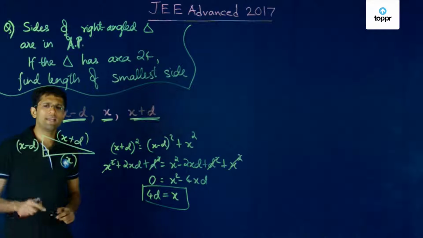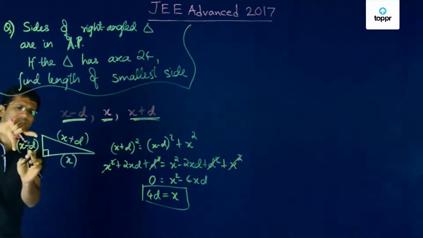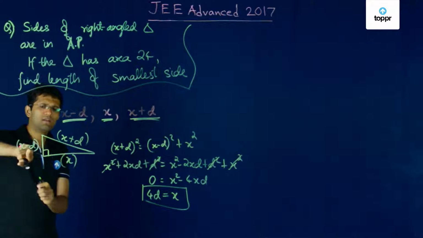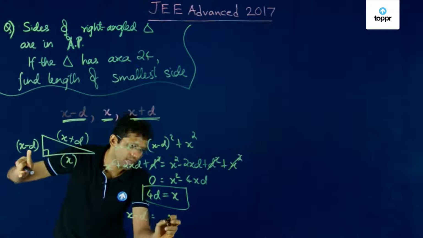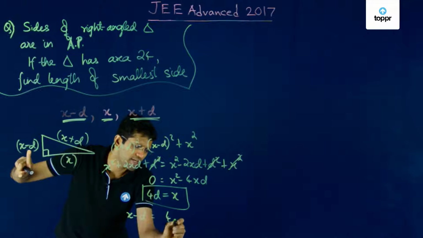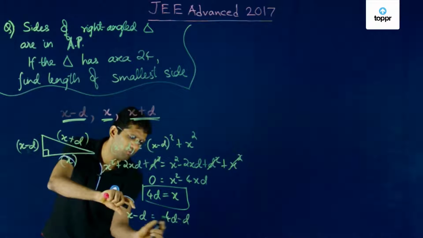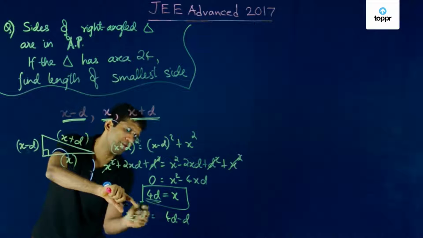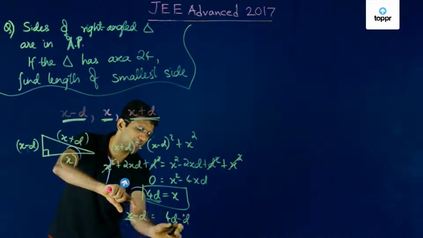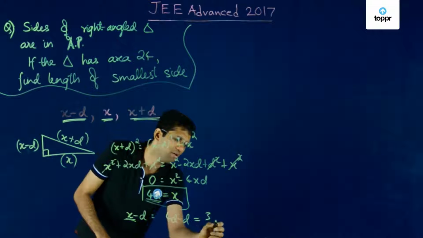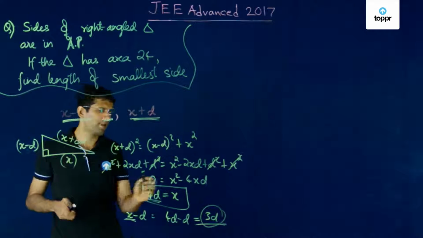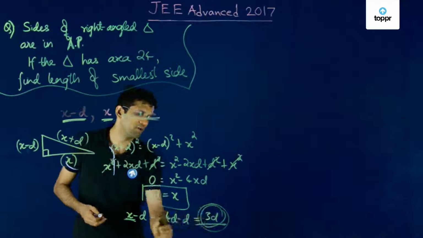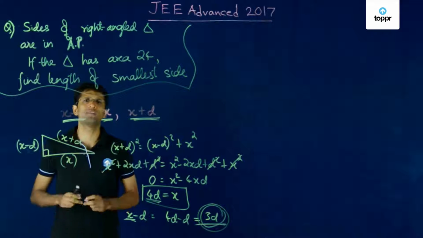Note that we have to find the length of the smallest side, which is x minus d. Now x is equal to 4d, and so x minus d will be nothing but 4d minus d, because x is equal to 4d. So this x will be replaced by 4d, and so I will get x minus d is 4d minus d, which is equal to 3d. So it is 3d, this value that we are looking for. How to obtain the value of this 3d? To find 3d, we will have to find the value of d.